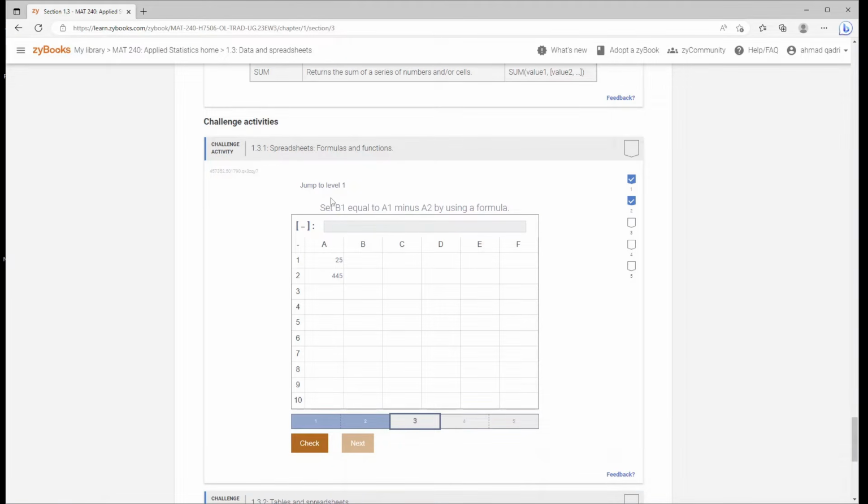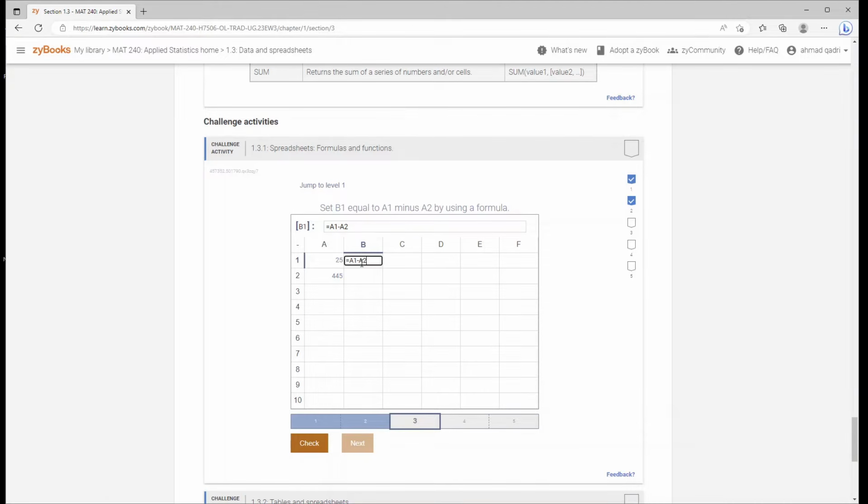Next question is set B1 equal to A1 minus A2 by using a formula. And this time there's no hint. So first let's look at B1. So again, column B, row 1 is here. And whenever we're entering formulas, we always need to enter the equal sign. And now I can just simply type it out. So I will say A1 minus A2. So that was the prompt.